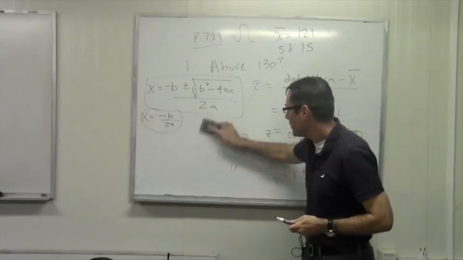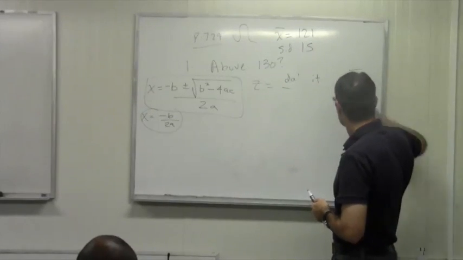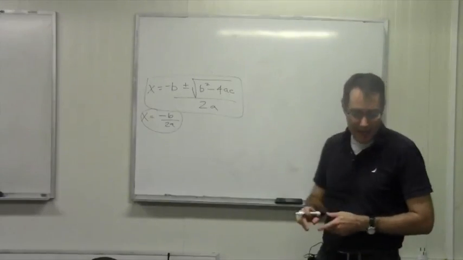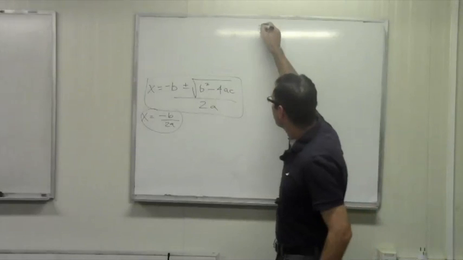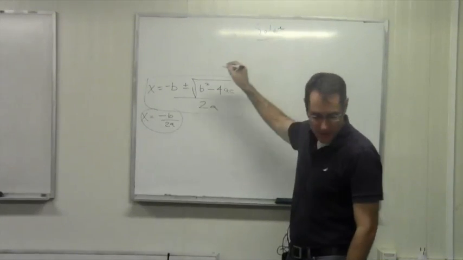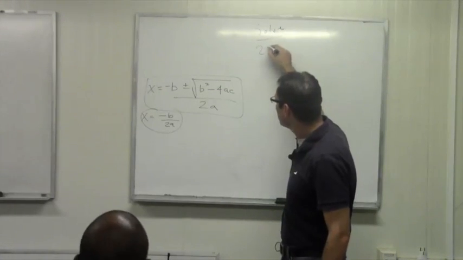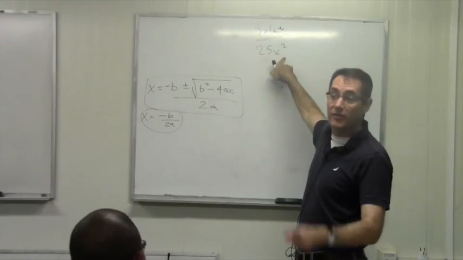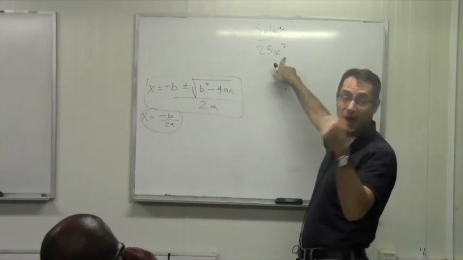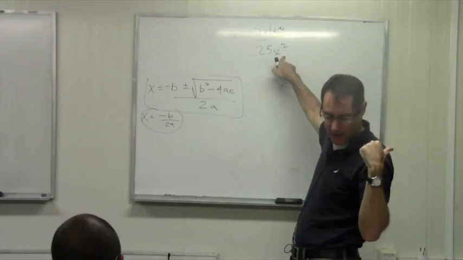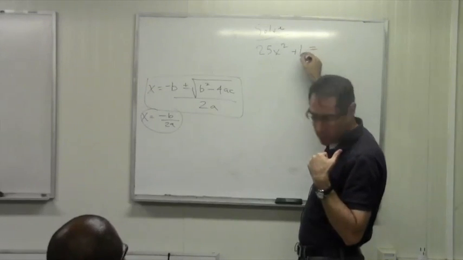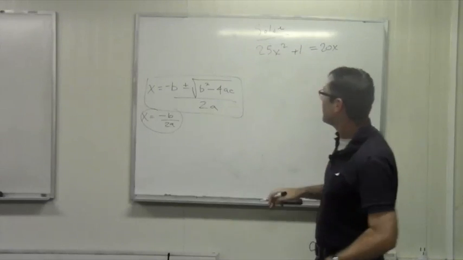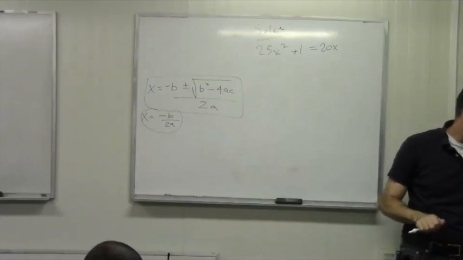I'll erase everything but the quadratic stuff. Okay. You may see a question something like the following. Solve. And you have 25x squared. Once you see the x squared, what are you already thinking? Quadratic. Either the quadratic formula or factoring. Good. 25x squared plus 1 equals 20x. And it says solve. And they mean solve for x when they say solve.